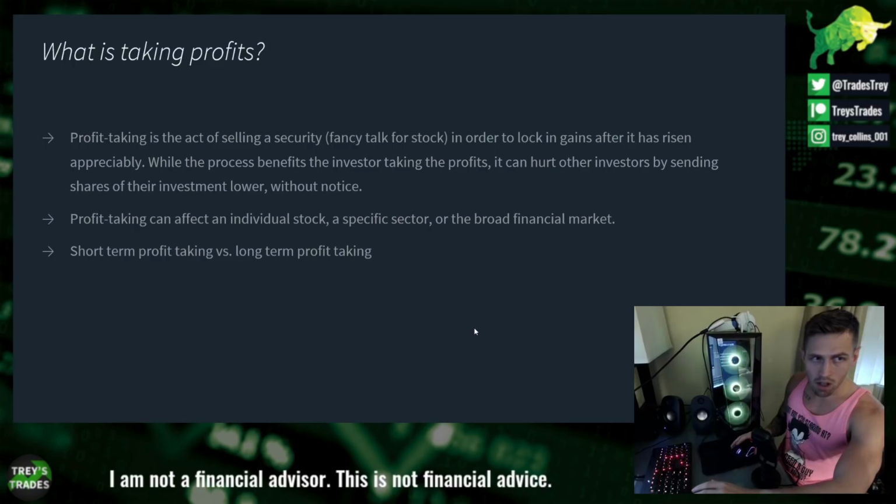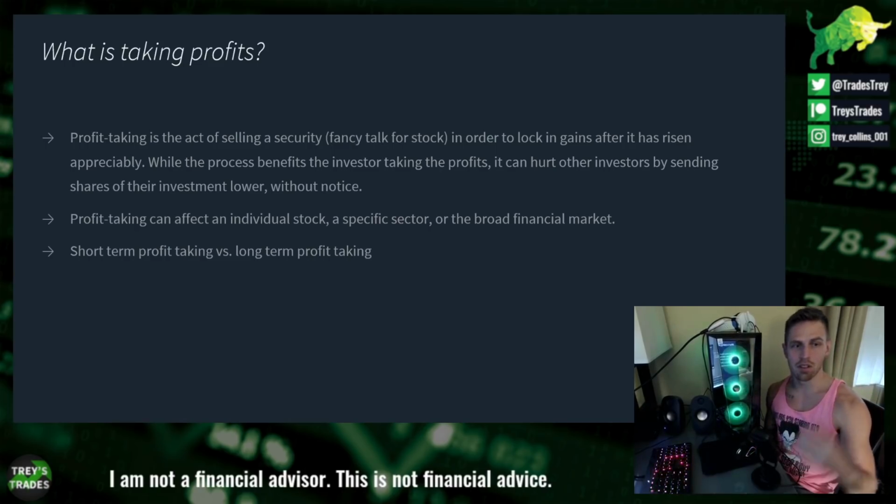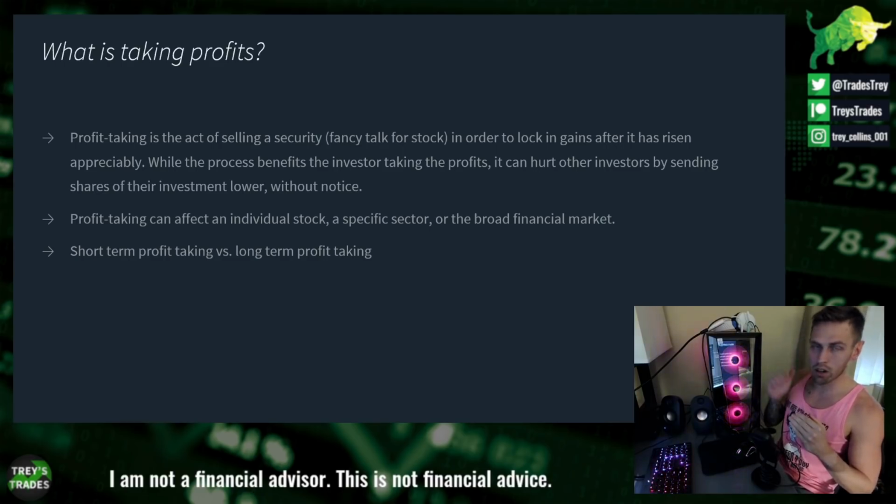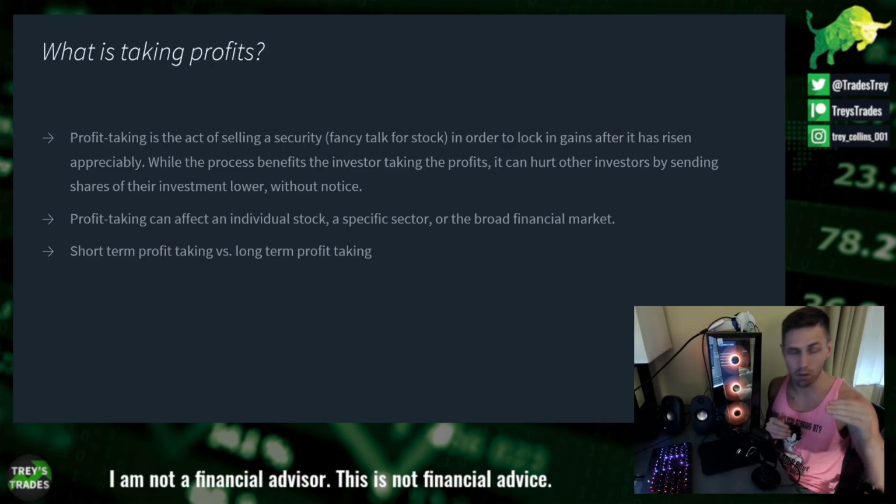So we're going to start off here with what is taking profits. So profit taking is the act of selling a security, which is fancy talk for a stock, in order to lock in gains after it has risen appreciably. While the process benefits the investor taking the profits, it can hurt other investors by sending shares of their investment lower without notice. So profit taking essentially is if you have 100 shares and you decide to sell all 100 of those shares when you are up a considerable amount, whether it be 5%, 10%, 20%, 30%, etc., right? You sell those shares that you hold in that stock and you secure the profits, right?